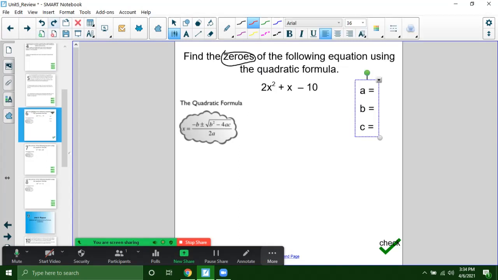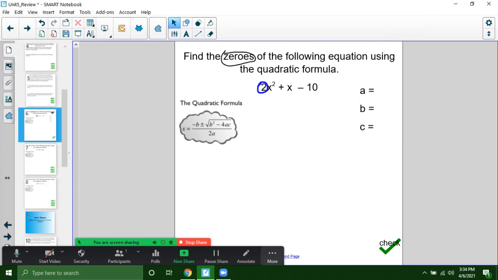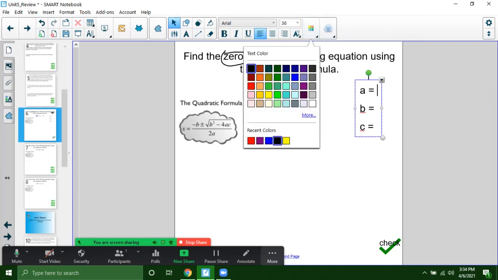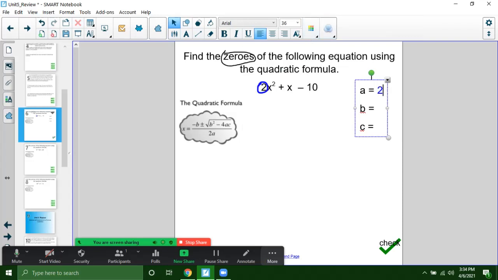Let's start with A. A is the number that is next to the x squared. So it's our coefficient. In this case, our A is 2. And we're going to note it down with blue. So our A is going to be 2. I'm going to be using colors to help you see it.